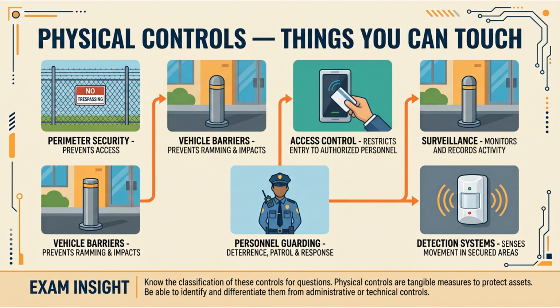Finally, physical controls. Simplest definition, anything you can touch that protects the facility. Fences, walls, locks, doors, windows, security guards, badge readers, biometrics that require your physical presence, surveillance cameras, motion sensors, lighting, bollards that stop cars from ramming buildings. If you can kick it, it's physical. On the exam, they love physical controls because they are easy to visualize. If they say bollard, fence, guard, badge, camera, immediately think physical. But also think about the second label. What's its purpose?